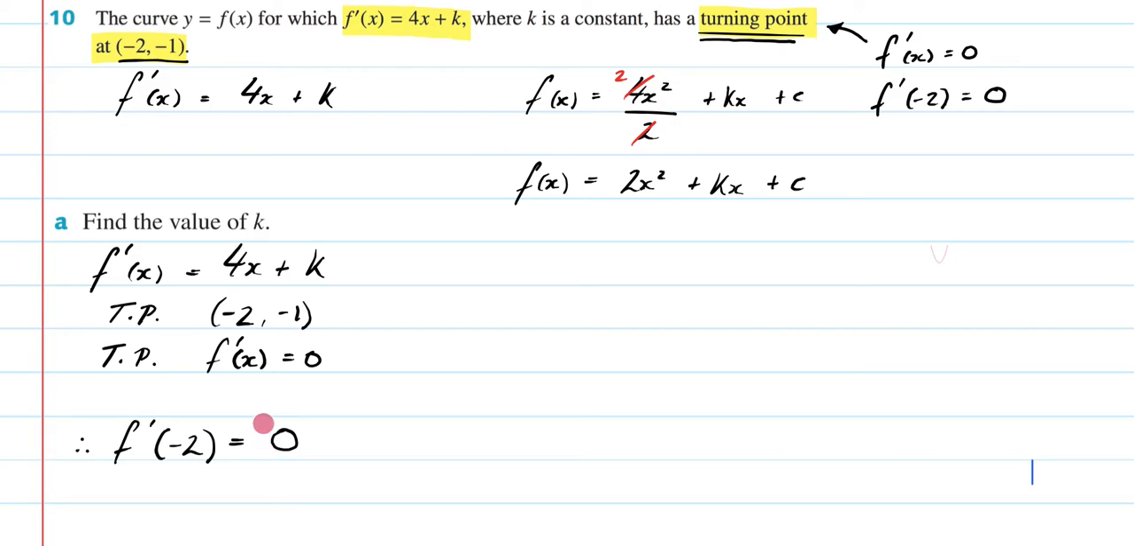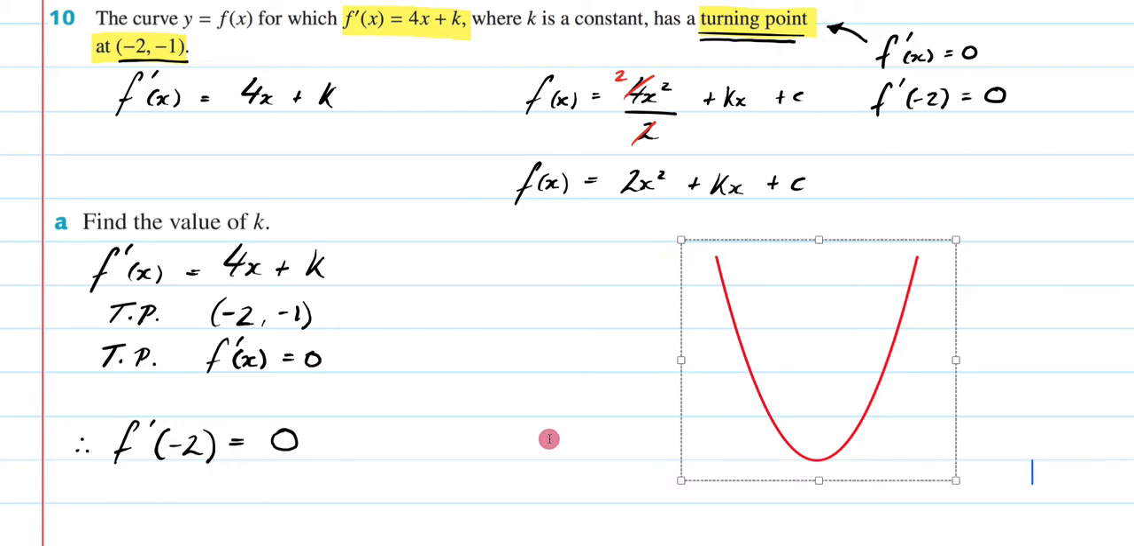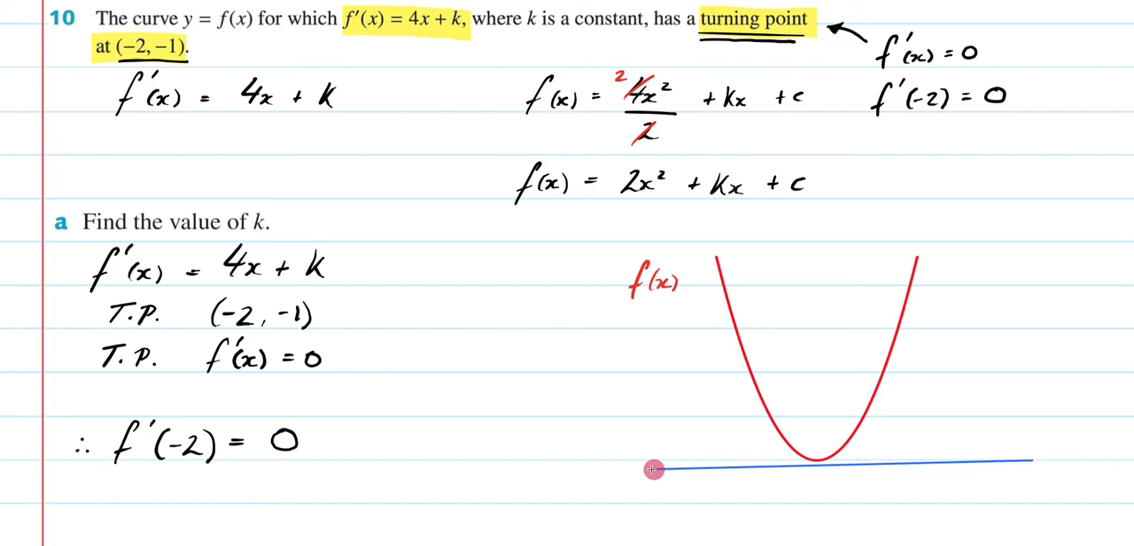Let's really visualize what we're saying here. So we know that our f of x is going to look like this. So this, what I've drawn right there, is just f of x. And we know that the turning point is here. And as you can see, if I was to draw a tangent at this point, it's just going to be a horizontal line, therefore the derivative is going to be 0.